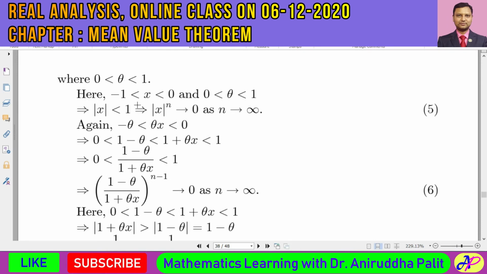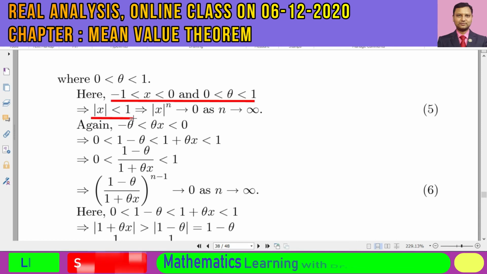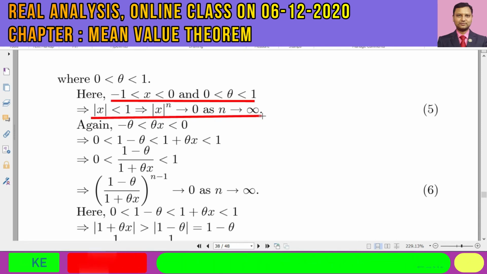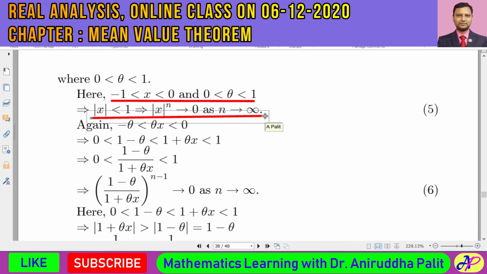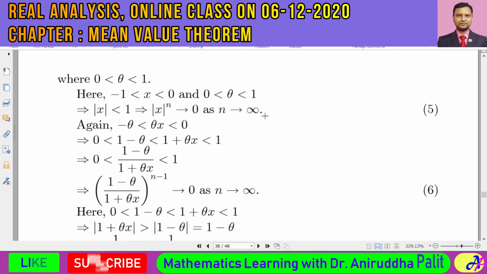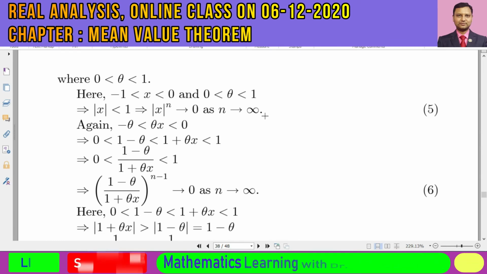Over here, firstly we have the result that -1 is less than x less than 1 and 0 is less than theta less than 1. So directly we can say that the modulus of x is less than 1, and this implies that the modulus of x to the power of n tends to 0 as n tends to infinity. So one factor is tending to 0. We just need to ensure that the other factors are finite, or they may tend to 0. It doesn't matter.